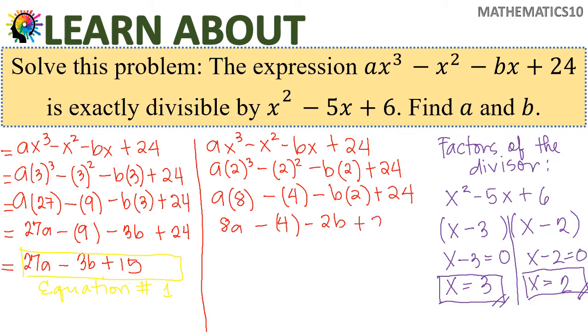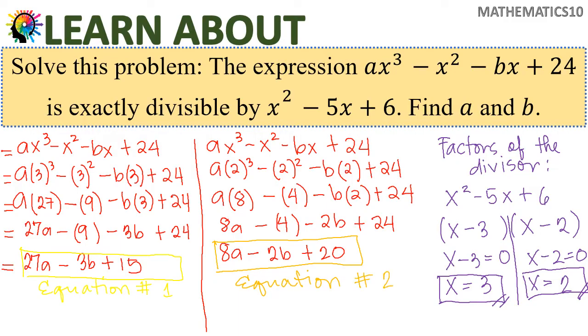And positive 24. So same process, we are supposed to combine like terms. So I'll just set aside for a while the ones with the variable. 8a minus 2b and negative 4 plus 24. So it's positive 20. So here we do have our second equation. So equation number 2.